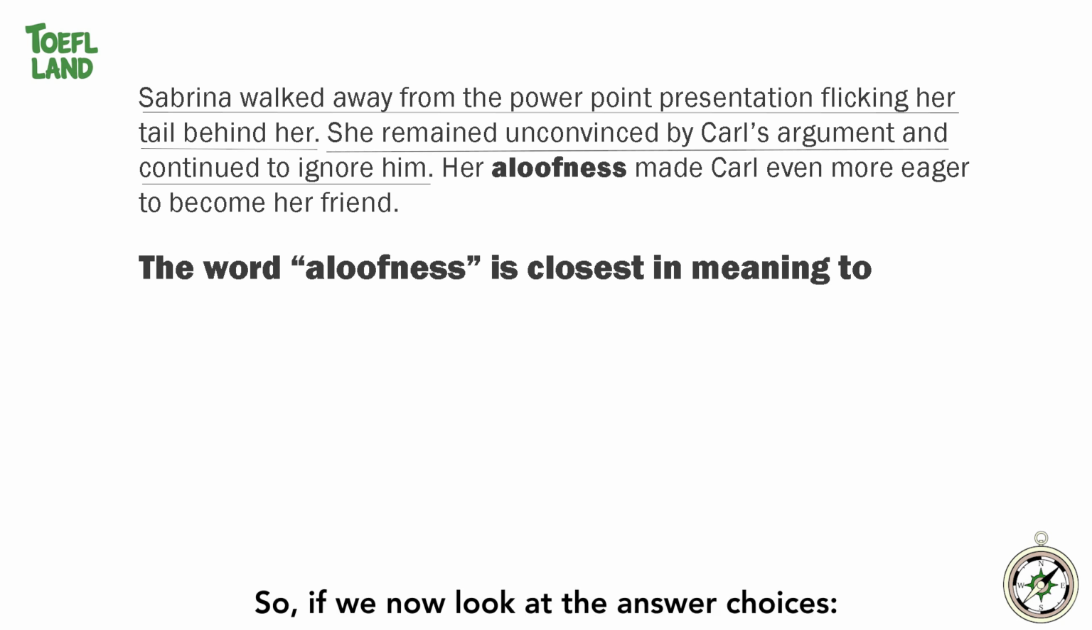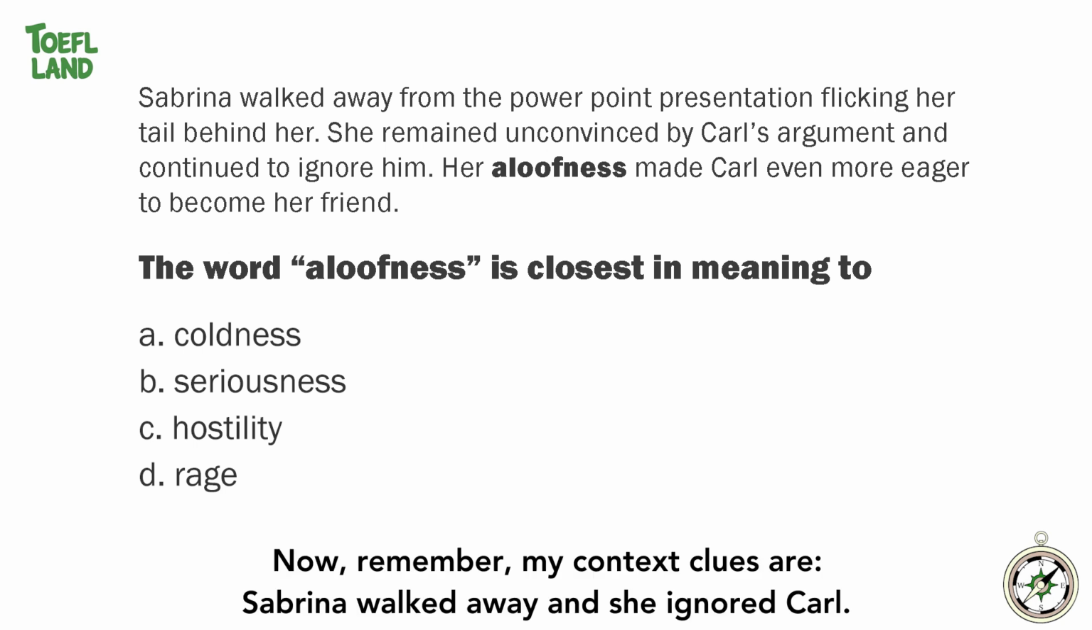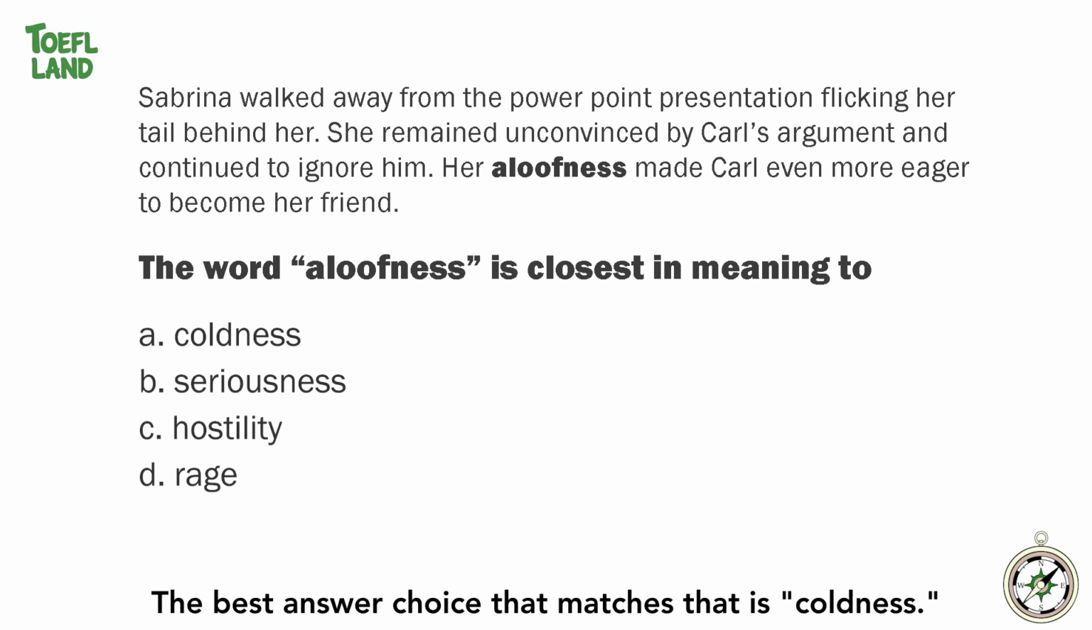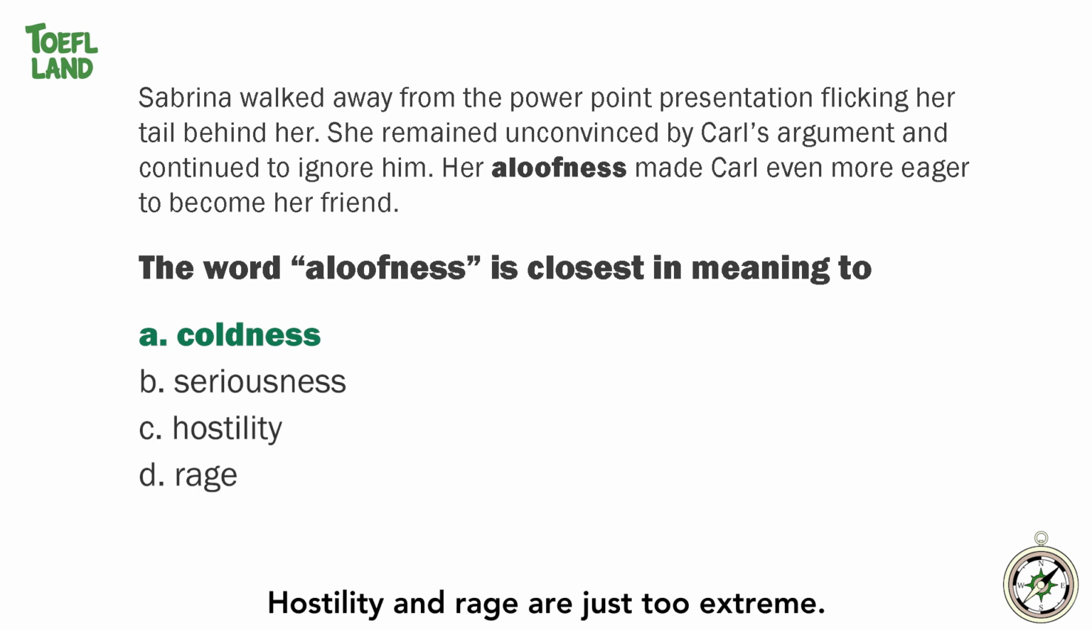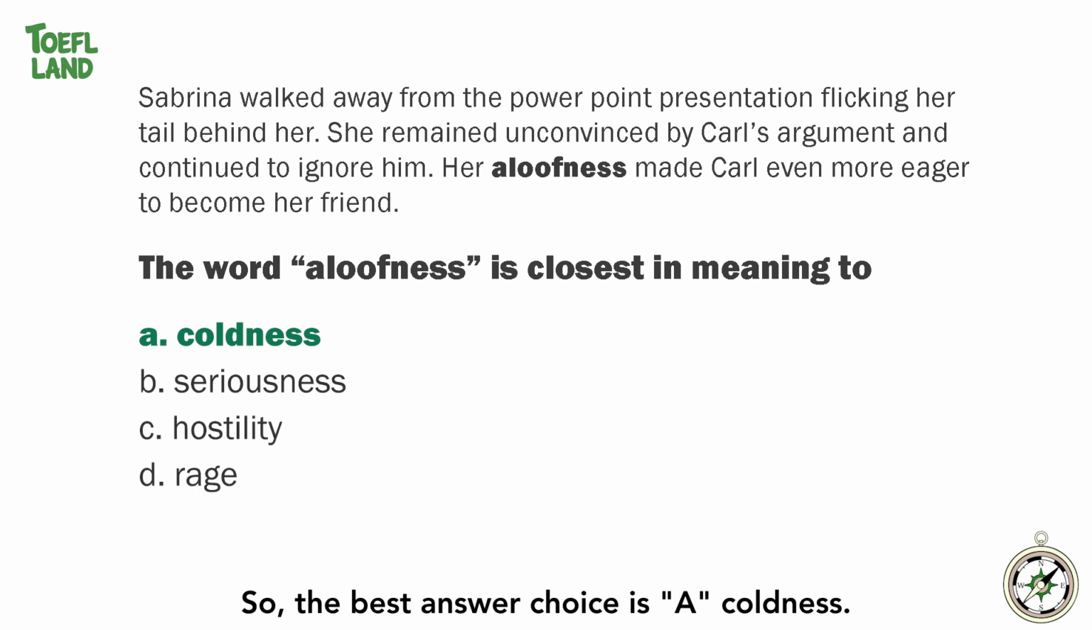So if we now look at the answer choices, A, coldness, seems like Sabrina's being cold. B, seriousness. C, hostility. Or D, rage. Now remember, my context clues are Sabrina walked away and she ignored Carl. The best answer choice that matches that is coldness. She's being cold towards him. Hostility and rage are just too extreme. She's not really that angry. And seriousness doesn't really match this context. So the best answer choice is A, coldness.